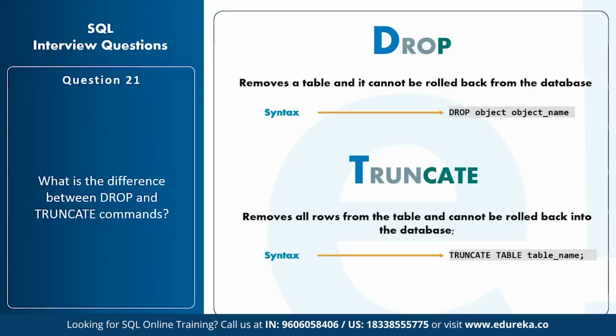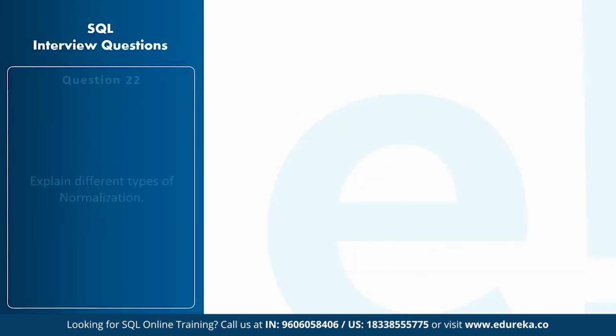The syntax of both the commands is almost the same. The syntax of the drop command is basically drop, object, and object name. That is basically the table and table name. And the syntax for the truncate command is truncate, table, and table name. So guys, that was about the drop and the truncate command. Now let's move forward to the next question.